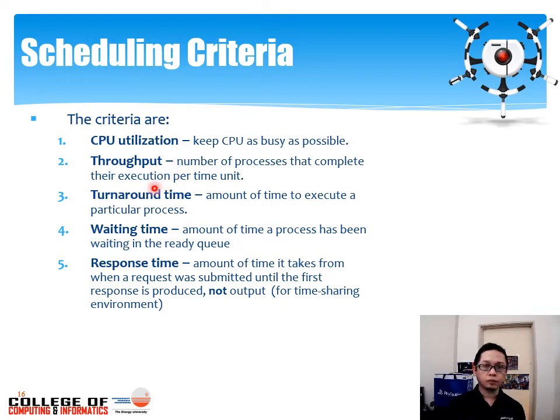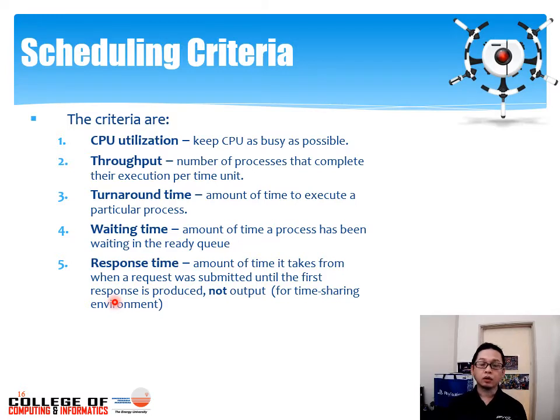Secondly is the throughput. We want to ensure that the number of processes that complete the execution per time is as many as possible. And then the turnaround time is the time to execute a particular process. It means that when the process executes, how long does it actually spend with the CPU before it finishes. And then the waiting time is the amount of time the process has to wait between the arrival and the execution time. And then lastly is the response time.